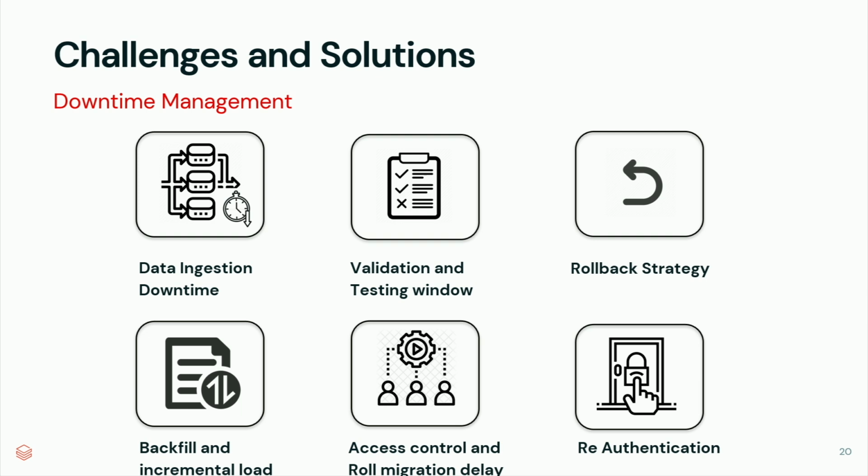For additional assurance, we had a rollback strategy in place. The rollback strategy was again key, and it had to be done very intelligently: how do you roll back, and once you roll back, how do you bring it to a clean state again. That was needed. After that, the backfill and incremental load strategy combined bulk historical transfer with change data capture to keep the data aligned and fresh through the migration.